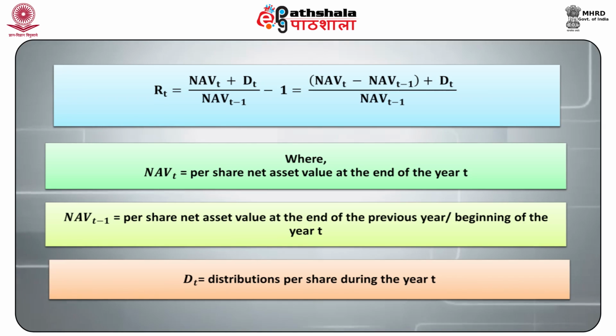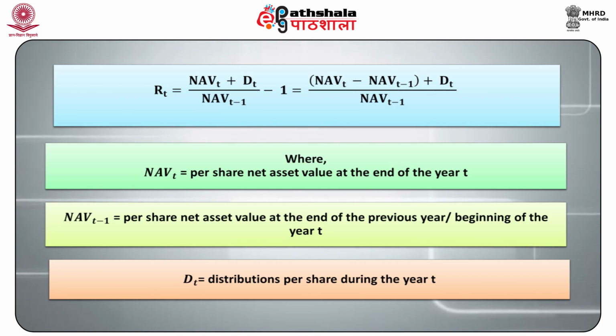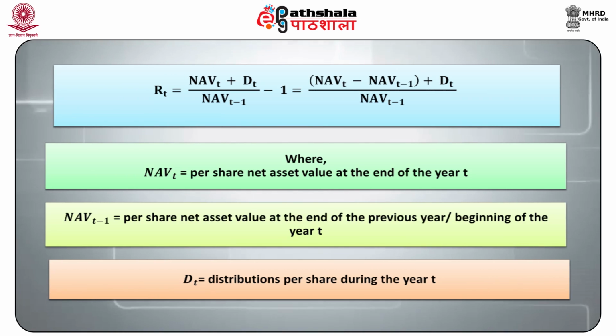In this formula, we have used NAV_t, that is per share net asset value at the end of the year t. NAV_{t-1} shows per share net asset value at the end of the previous year, or we can say the beginning of the year t. D_t shows distribution per share during the year t.